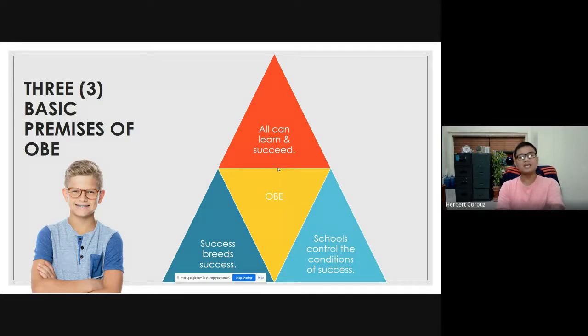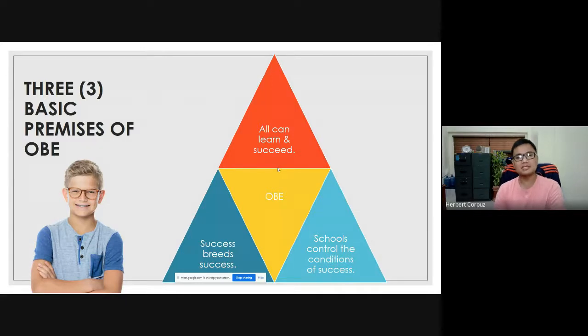Second one, OBE also believes that success breeds success. For example, successful teaching will result to successful learning. If teachers are doing their job well, then learners will also certainly be doing their job well.